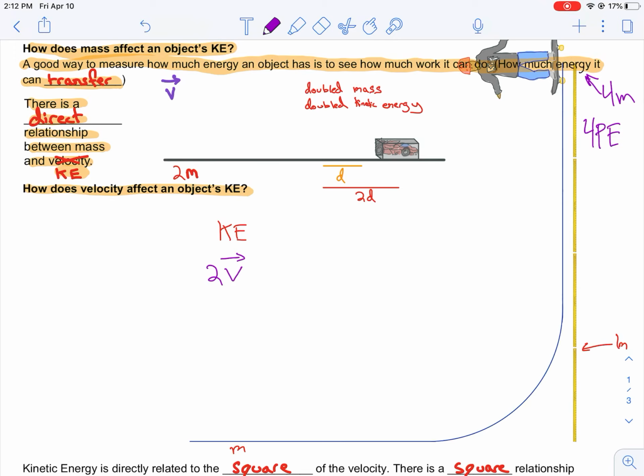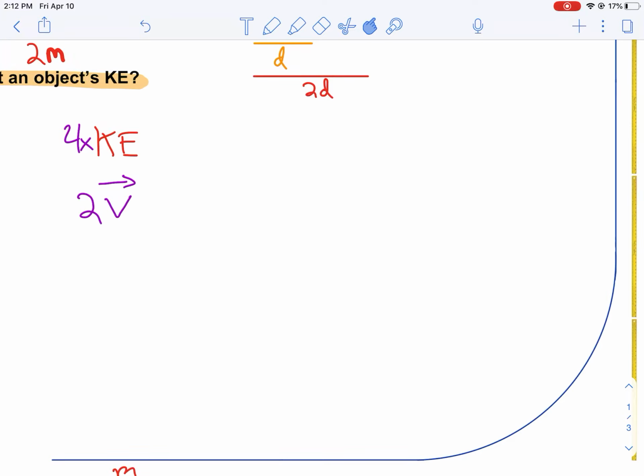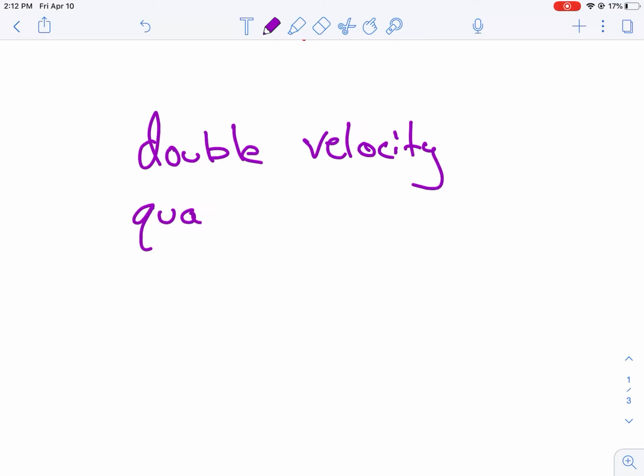Which means that if he has 4 times the energy up here, he must have had 4 times the kinetic energy down at the bottom, which tells us the relationship. So when we doubled velocity, if you double the velocity, we quadruple the kinetic energy.